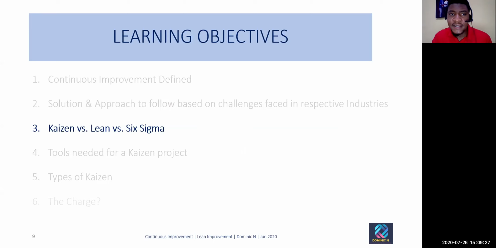Then it could be Kaizen, but over here, I want us to look at the three together. I want us to understand what the differences are. What's the difference between Kaizen, lean approach, and Six Sigma? And looking at the quadrant also.